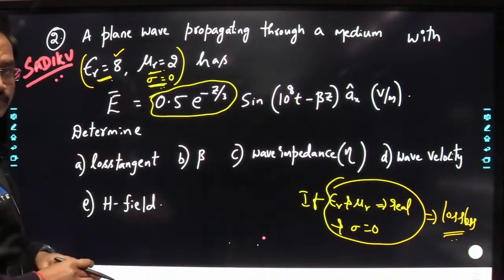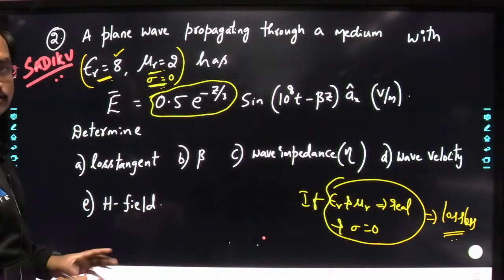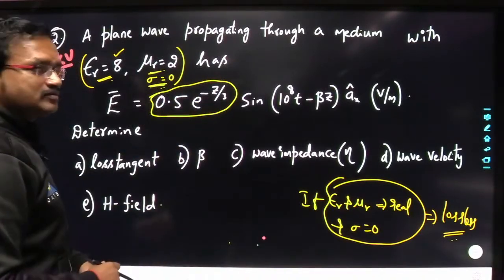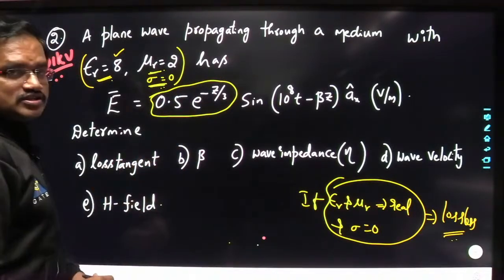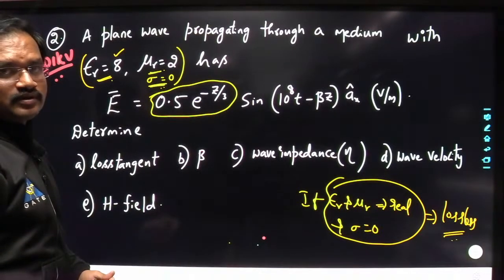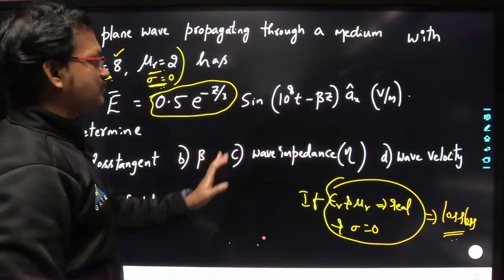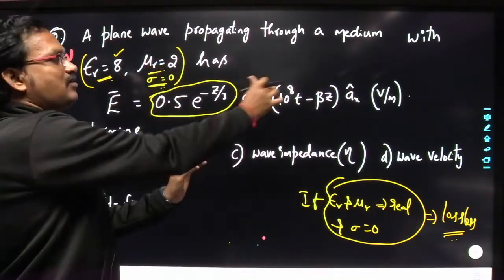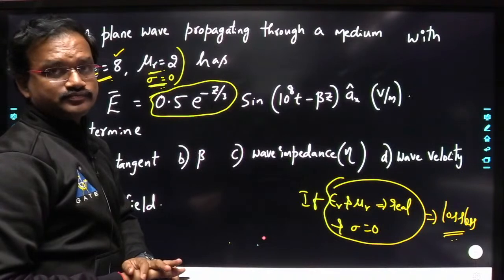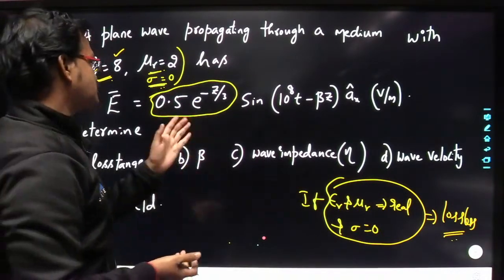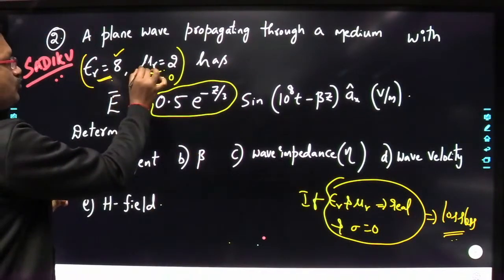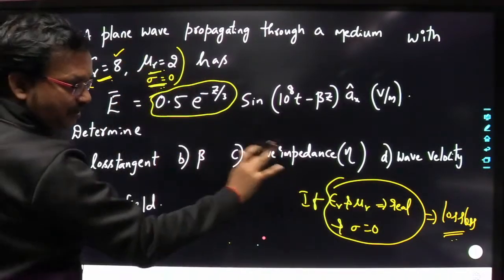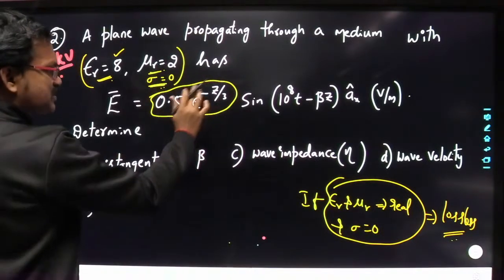So in a lossless medium, the amplitude should not decay exponentially. But they have mentioned it in this manner, 0.5 into e power minus z by 3, which is absolutely wrong. Yes or no? And in this problem, they have given sigma equal to 0 and have asked to determine the beta value. Since they have given epsilon r and mu r as real values and sigma equal to 0, we have to assume that the medium must be lossless. So they have given this amplitude wrongly.